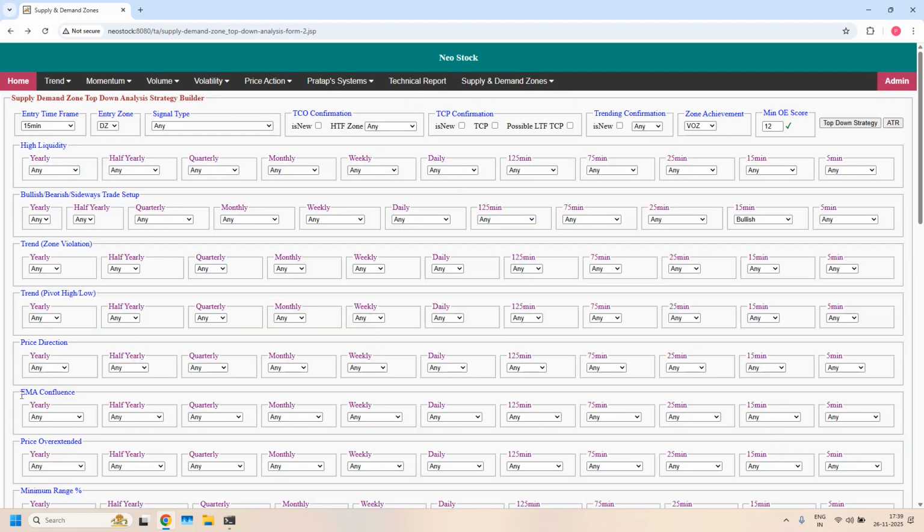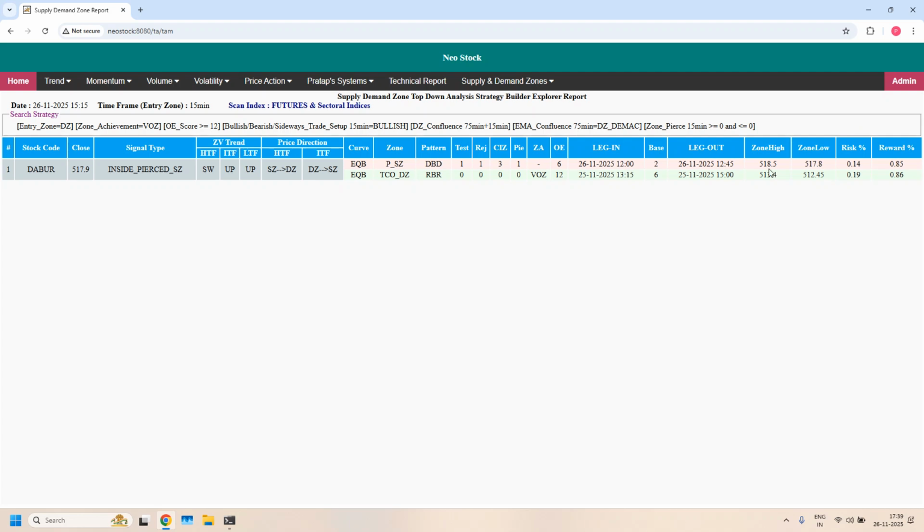Again I am adding second filter, EMA confluence at 75 minutes demand zone having daily EMA confluence. One stock is filtered. So this 75 minutes demand zone might be having more high probability. This 15 minutes demand zone might be having more high probability to get success, provided less than 20 checklist items are satisfied. Okay, next report we will generate based on the second strategy.